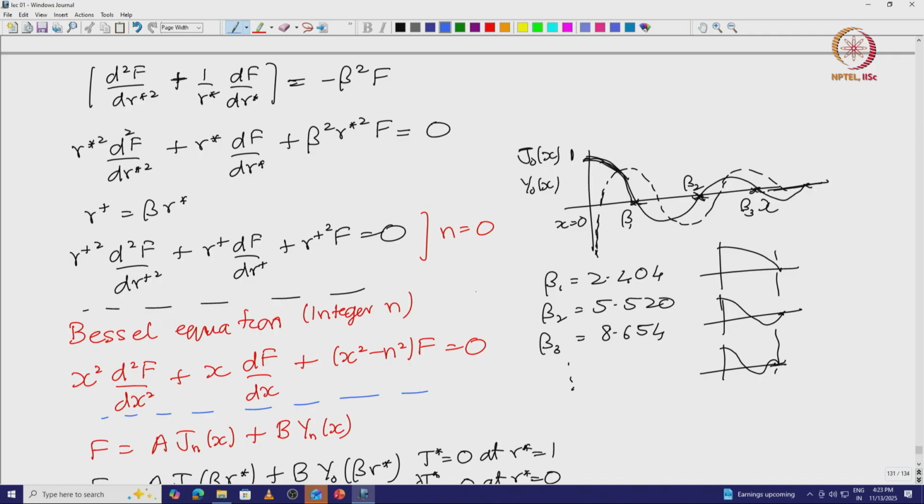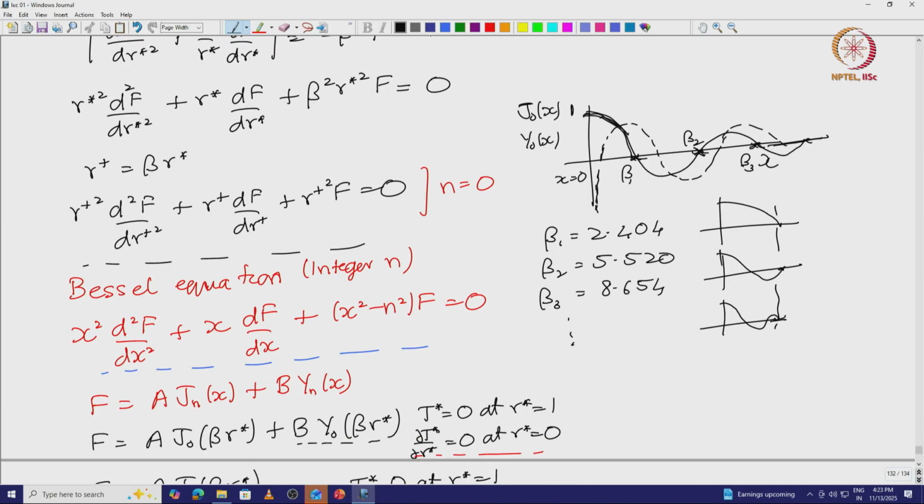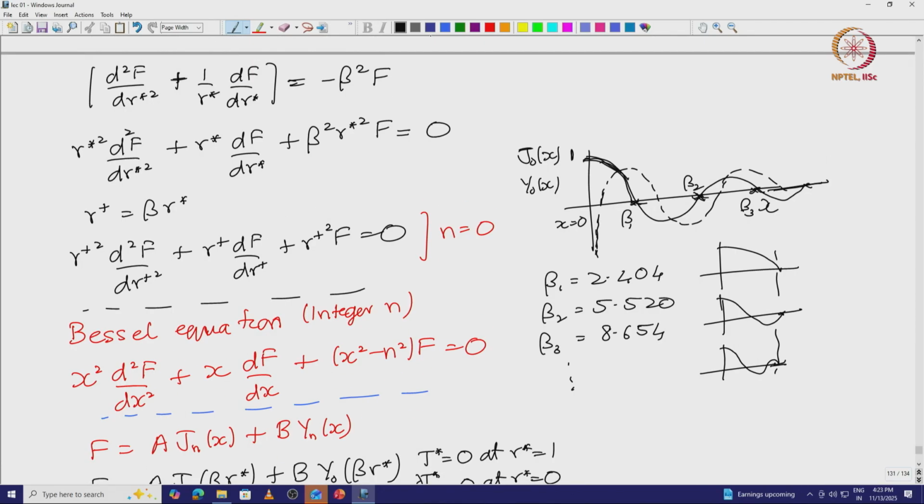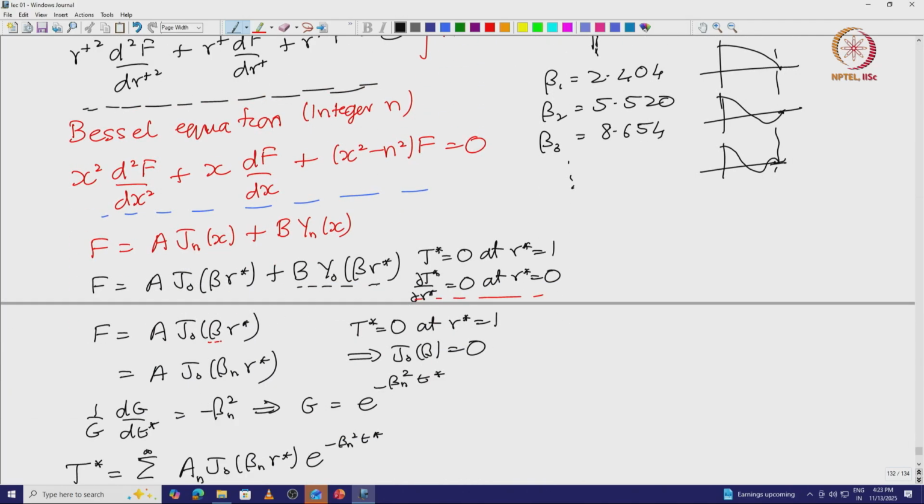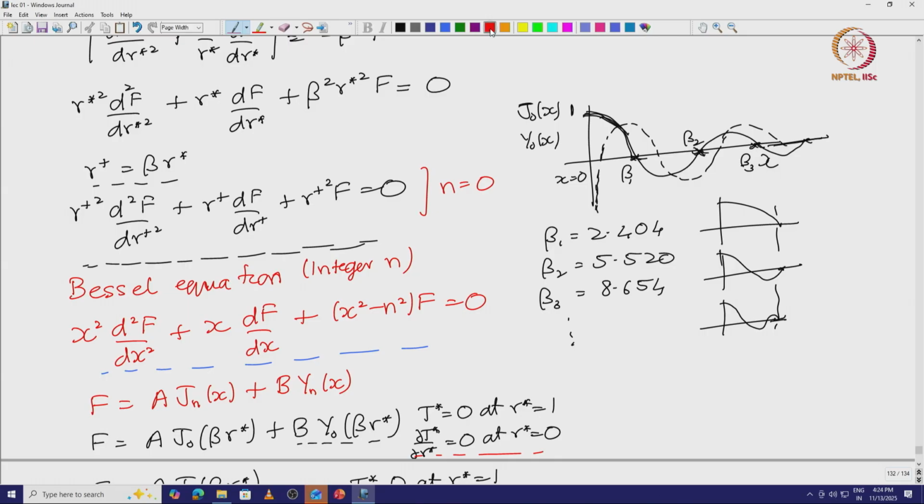I had reduced this equation to an equation of the form of the Bessel equation, by substituting r plus is equal to beta r star, and the solution that I had got was in the form of Bessel functions. F is equal to a j naught of beta r plus b y naught of beta r. I had discussed for you the forms of the Bessel function. The function j naught looks something like this.